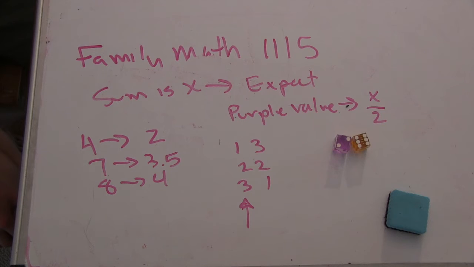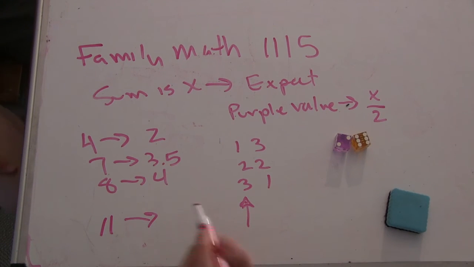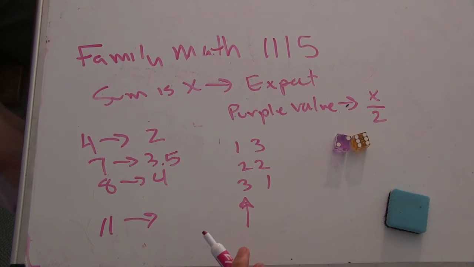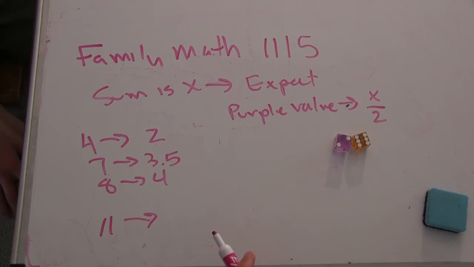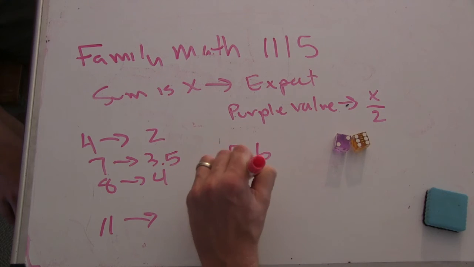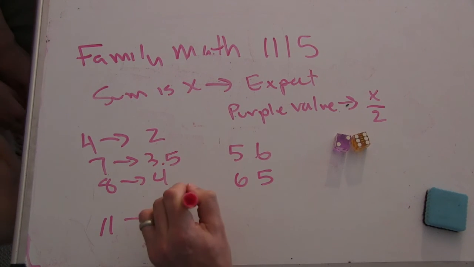And maybe a high number like 11. Yeah, 11's a good one to check. So we expect 5.5. We have a small number of cases. We only have 5 and 6, and 6 and 5. The purple values are 5 and 6, and the average is 5.5. Yep, it's 5.5. Okay, so good.